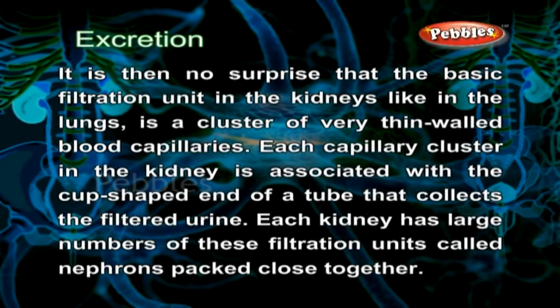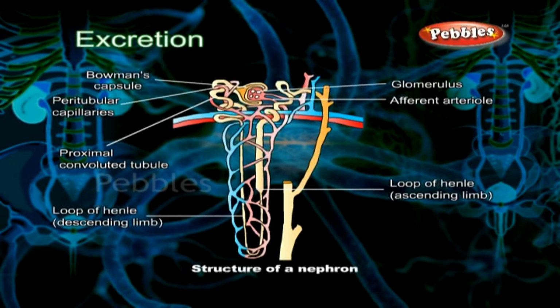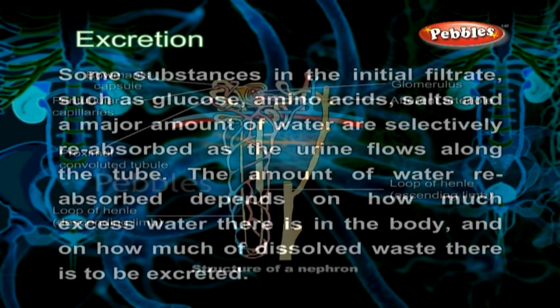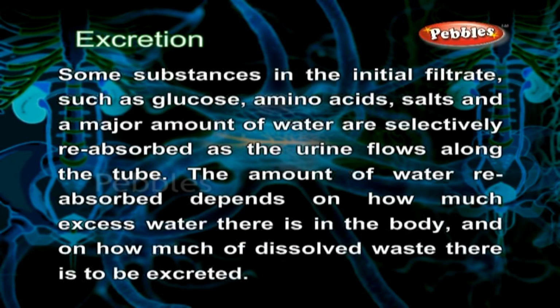Each capillary cluster in the kidney is associated with the cup-shaped end of a tube that collects the filtered urine. Each kidney has large numbers of these filtration units called nephrons packed close together. Some substances in the initial filtrate, such as glucose, amino acids, salts, and a major amount of water, are selectively reabsorbed as the urine flows along the tube. The amount of water reabsorbed depends on how much excess water there is in the body and on how much dissolved waste there is to be excreted.